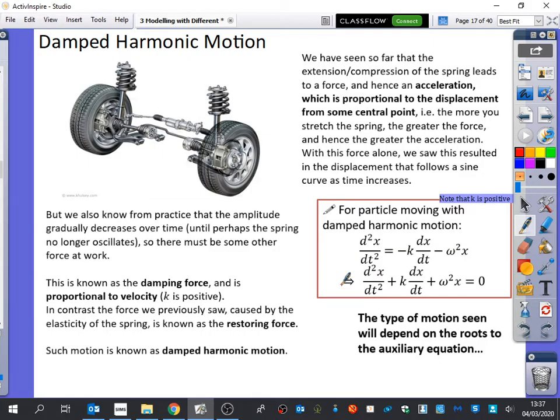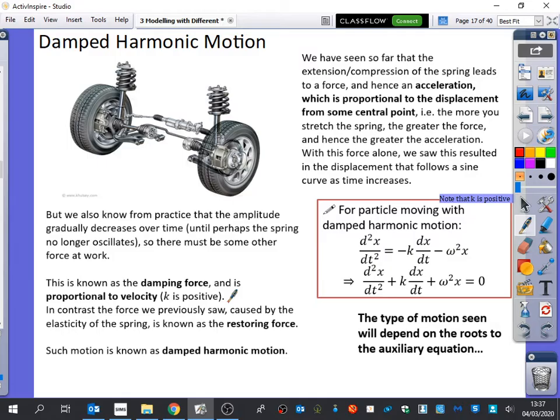So I've said here, this is known as the damping force. The other force at work that is slowing the thing down is called the damping force, and it's proportional to the velocity, which kind of makes sense. The faster it's moving, the more force there is that's trying to slow it down. And k is going to be positive, and I'll show why k is positive.